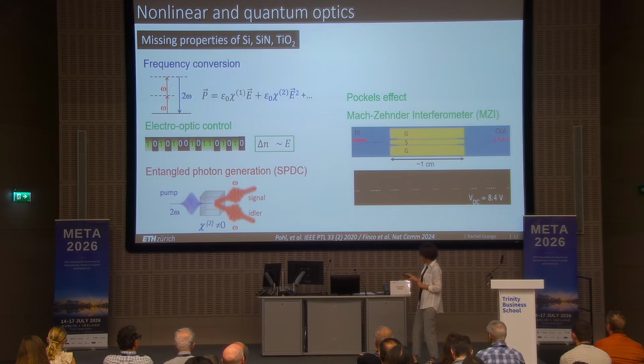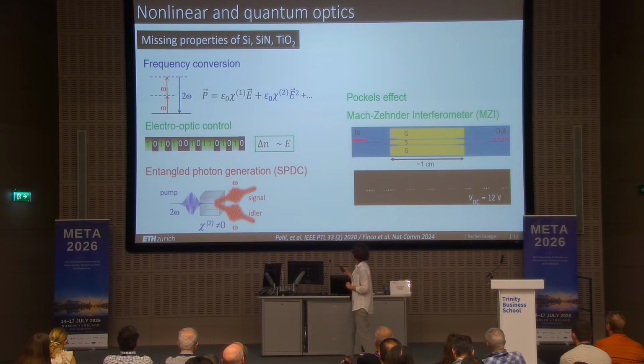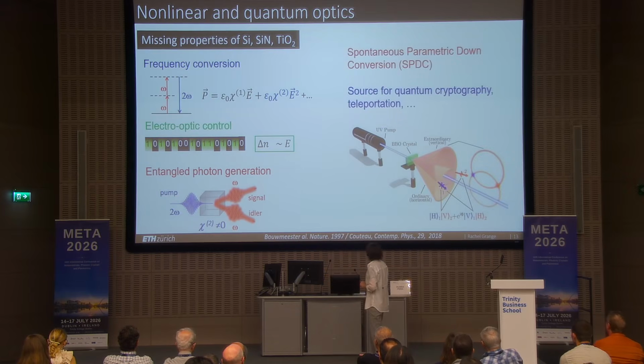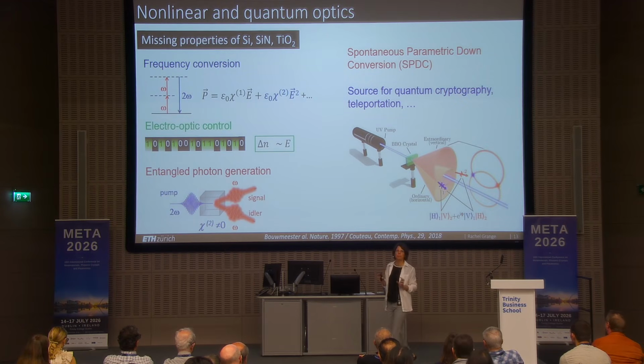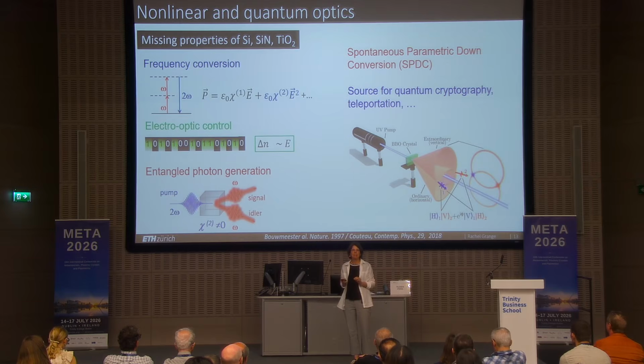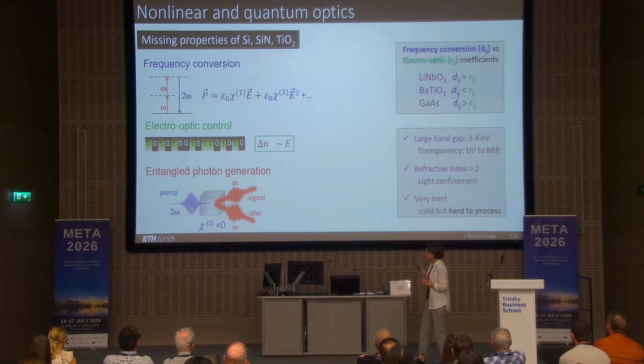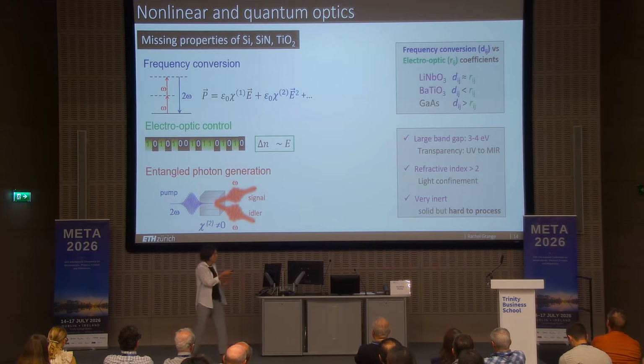So this is the electro-optic control that you want to have on a chip, and the third property is entangled photon generation. This is the workhorse of the generation of entangled photons for decades now with bulk crystals, where you have spontaneous parametric down conversion, which is, so to speak, the opposite of second harmonic generation, and you can have it also with the exact same material where you have electro-optic control or frequency conversion. Okay, on top of that, those three materials, you will really have to pick the right one depending on what you want to do.